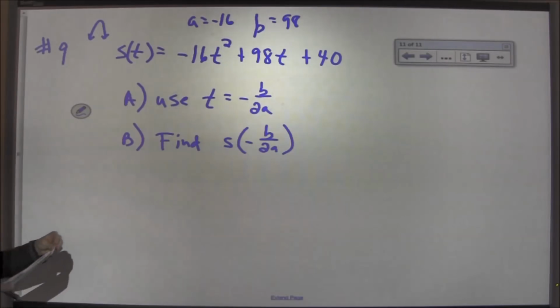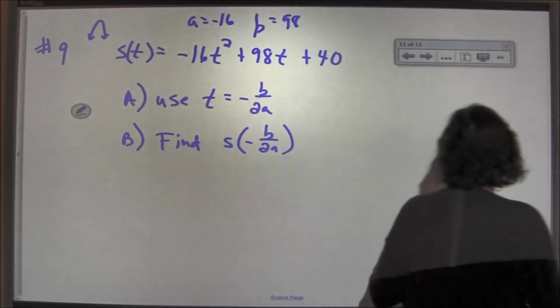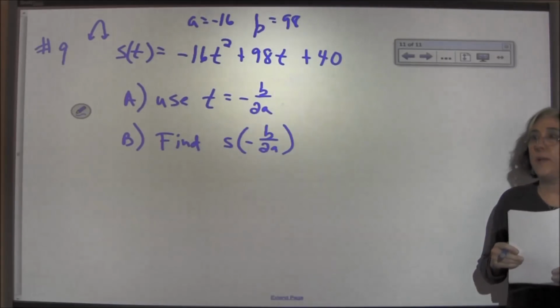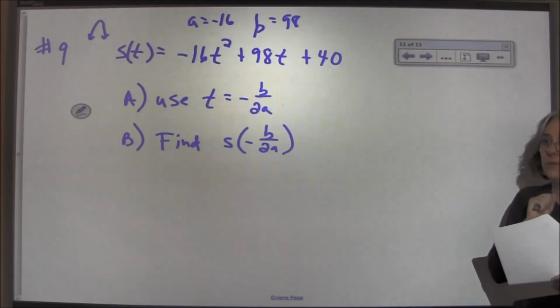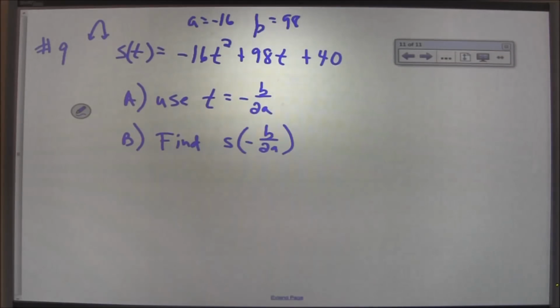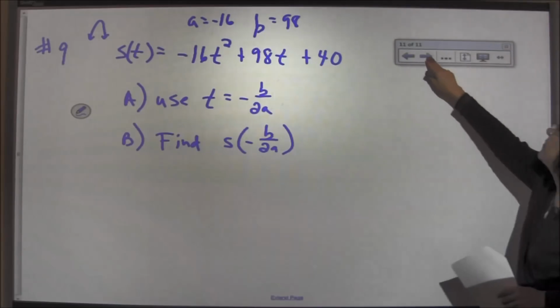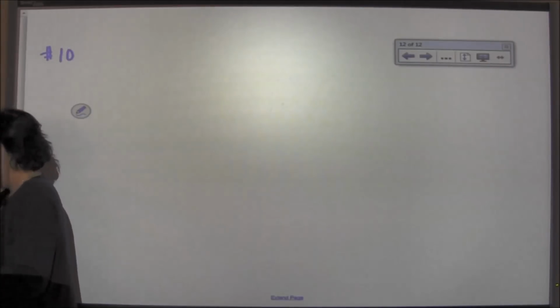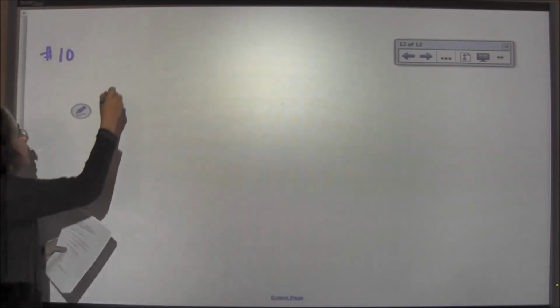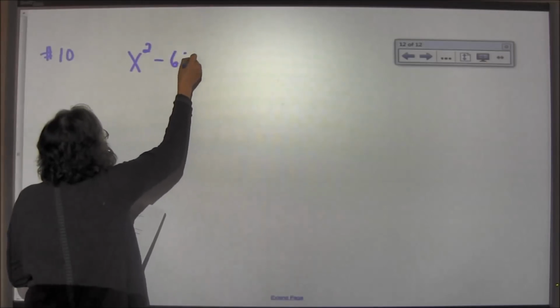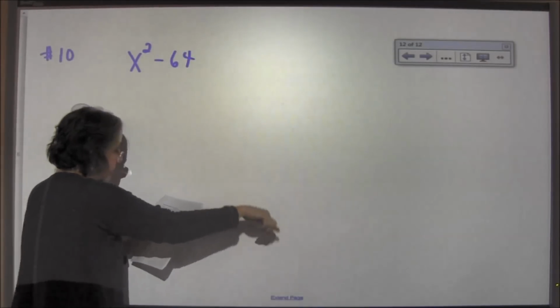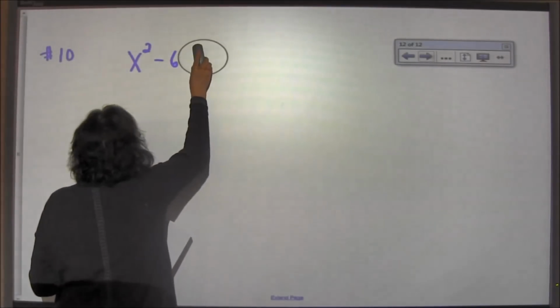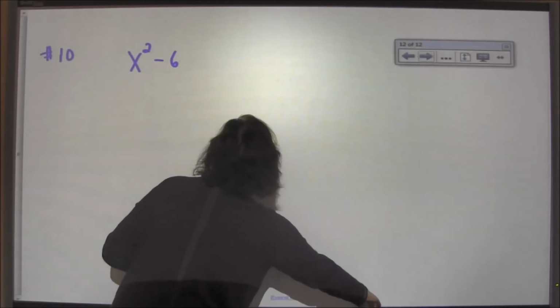All right, on number 10, let's look at the completing the square method. You guys ready? Okay, completing the square. We got x squared minus 6x equals 34.